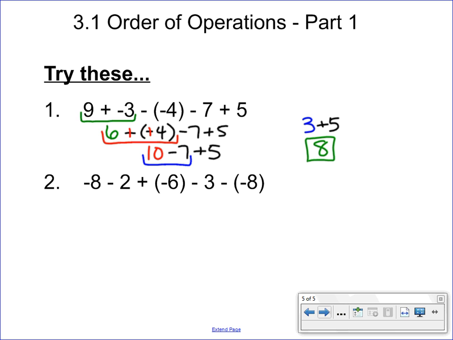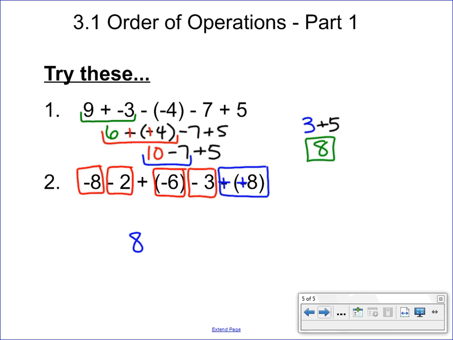Number 2, for this one I'm going to look at grouping all my positives together and all my negatives together. Now, when I look at this problem initially, I want to make sure that I take care of any minus and negatives that are right next to each other. So the only place I see a minus and a negative are at the end. So I'm going to make that into add the opposite. Okay, so now I have a negative 8, a negative 2, a negative 6, a negative 3, and only one positive 8.